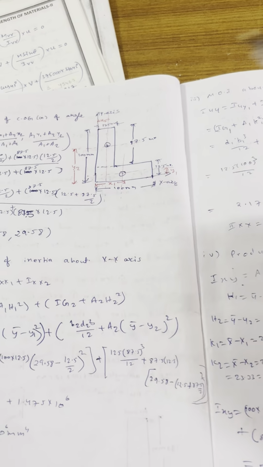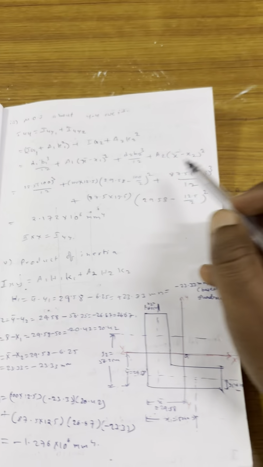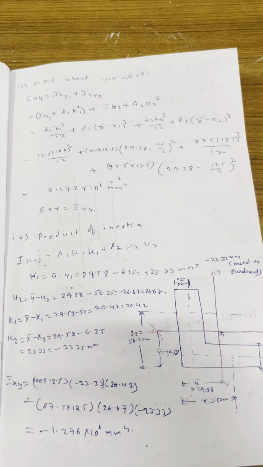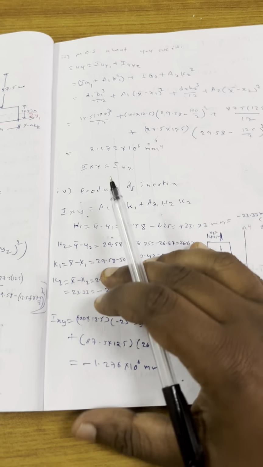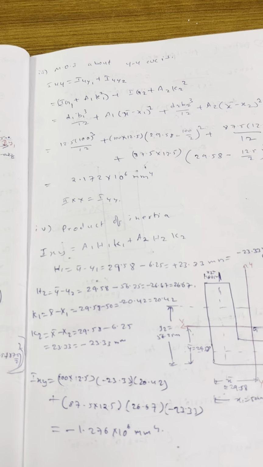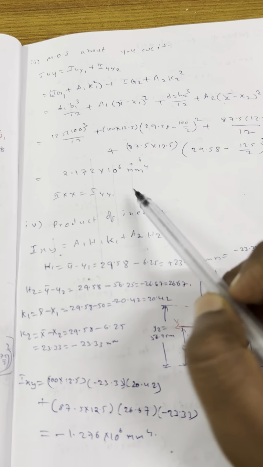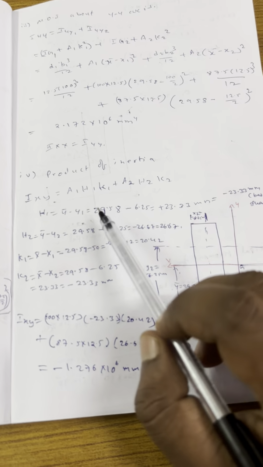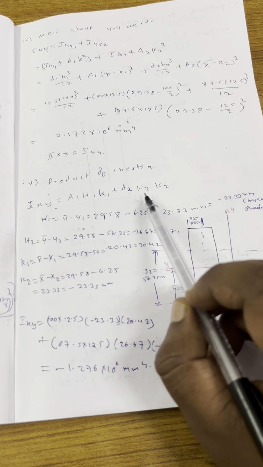x2 is this one, x bar is this one. From this we can get the Iyy value. If you see here, we will get Ixx equal to Iyy because it is an equal section. Whenever there is an equal section, we will get Ixx equal to Iyy. Now what is product of inertia? Ixy equal to A1 h1 k1 plus A2 h2 k2.